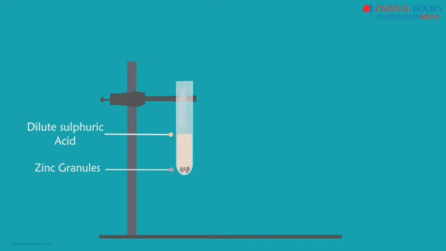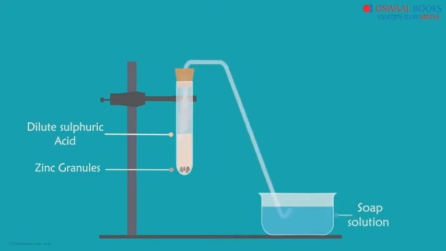You will observe that some gas comes from the surface of zinc granules. You'll see bubbles being formed. Now on the right, place some soap solution in a container and, using the delivery tube, pass the gas through the soap solution. What do you observe here? You will see bubbles being formed in the soap solution, right?